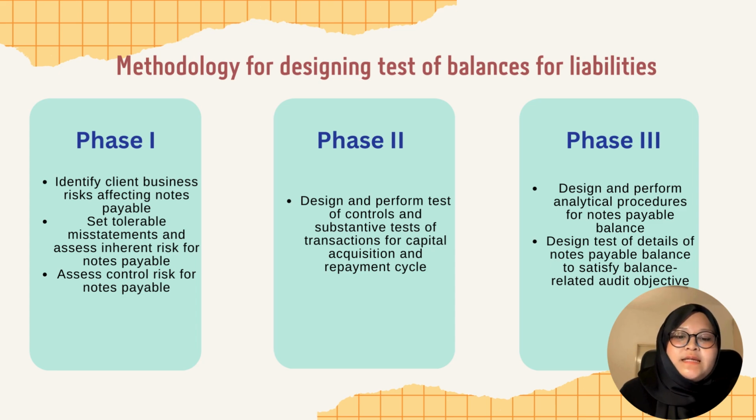Setting the tolerable misstatement for capital acquisition and repayment cycle is set at a low level because it is usually possible to completely audit the account balances and the transactions affecting the notes payable account. For inherent risk, it is also at a low level because the correct account value is usually very easy to determine. In this case, auditors are more focused on the completeness objectives for the notes payable account balances and disclosure, such as collateral and also covenant restrictions.